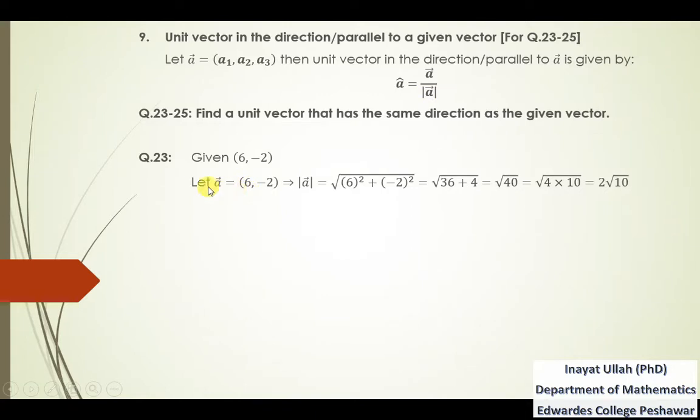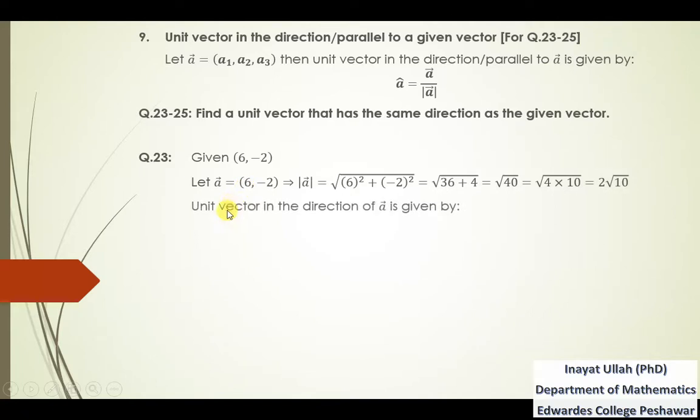For the unit vector in the direction of this A vector, we need to find the magnitude of the vector. So the magnitude of this vector will be equal to square root of 6 square plus minus 2 whole square. 6 square is 36, and that is 4, and that is square root of 40. 40 may be written as 4 cross 10, and the square root of 4 is 2, and that is the square root of 10. So that is actually the magnitude of this vector.